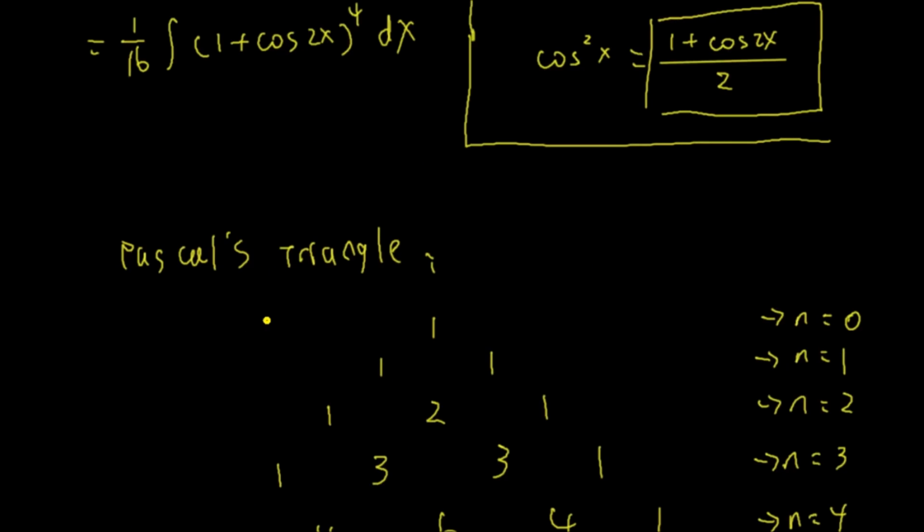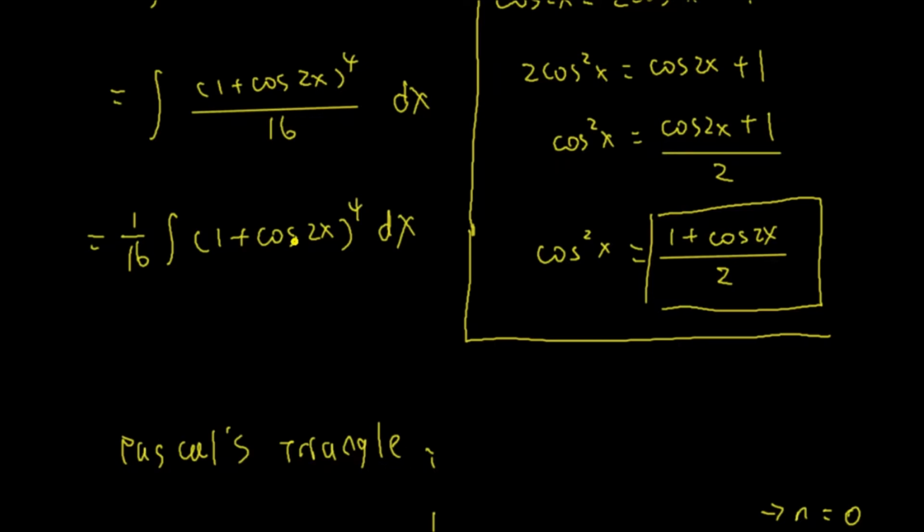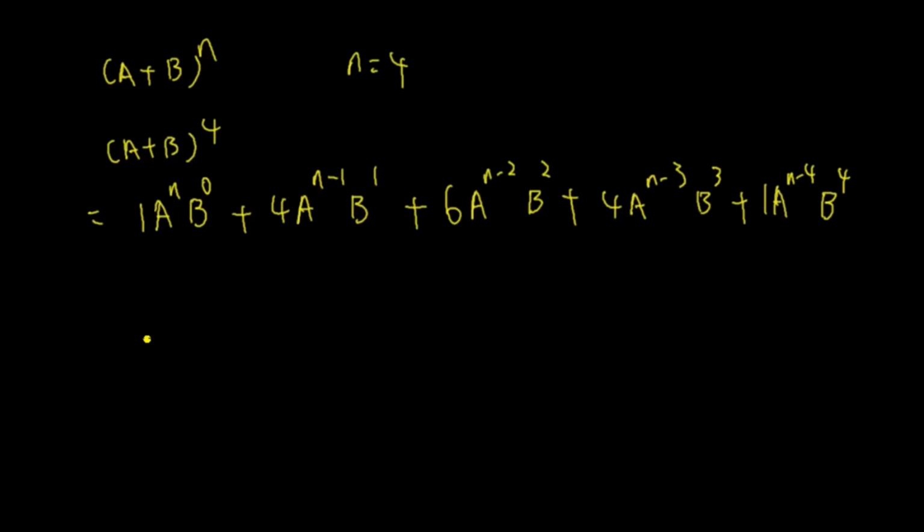Now, take a look at what we're trying to expand. 1 plus cosine 2x to the power of 4. So 1 plus cosine 2x to the power of 4. And we can say that a is 1 and b is cosine 2x. So we can replace this into this and see how it looks.